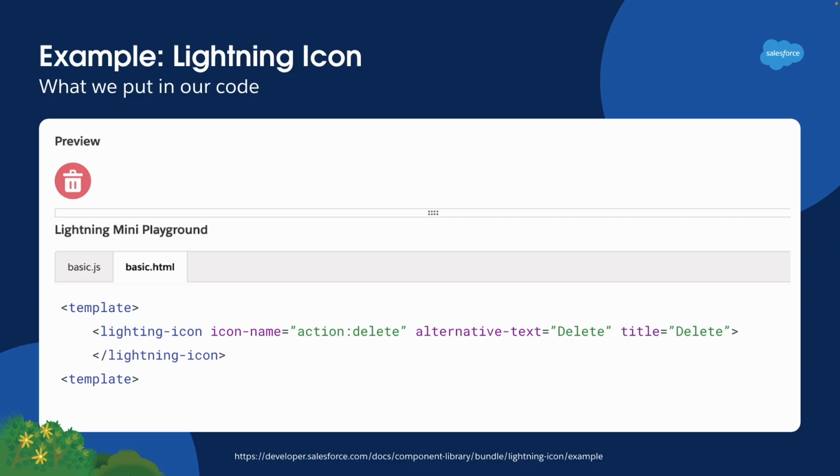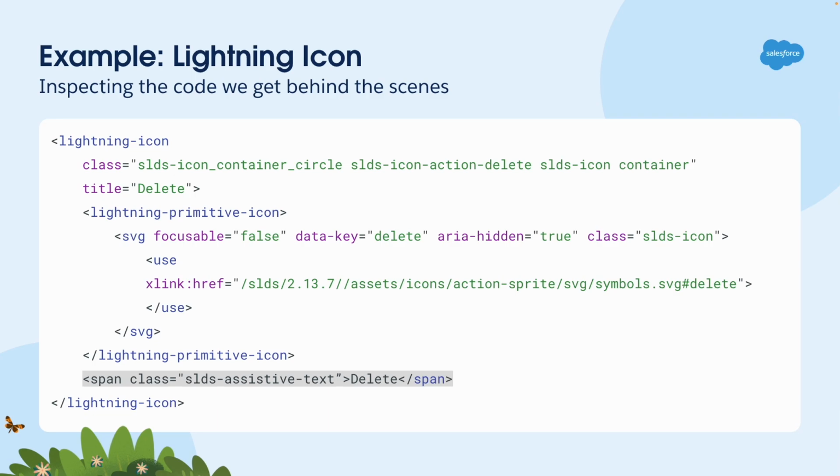And what do I mean by that? Well, let's take a closer look. So if we inspect this component behind the hood, we can see we are getting all of this stuff from our Lightning icon component. What I particularly want to look at is the span. It's the second last line. And it's got a class of SLDS assistive text. And inside it says delete. And that is actually our assistive text that we had in the Lightning icon in the last slide.